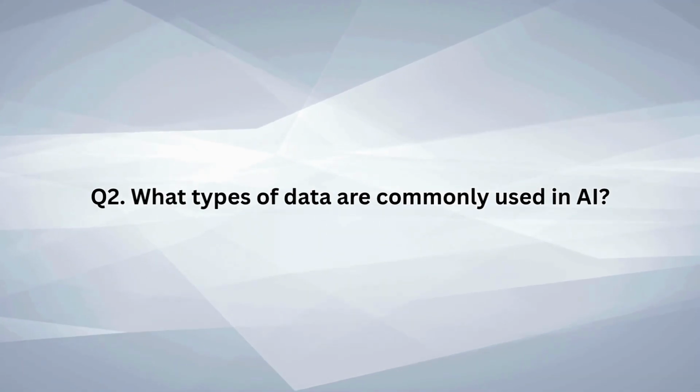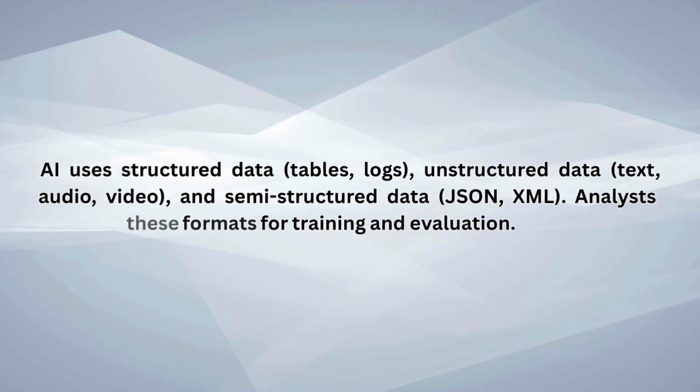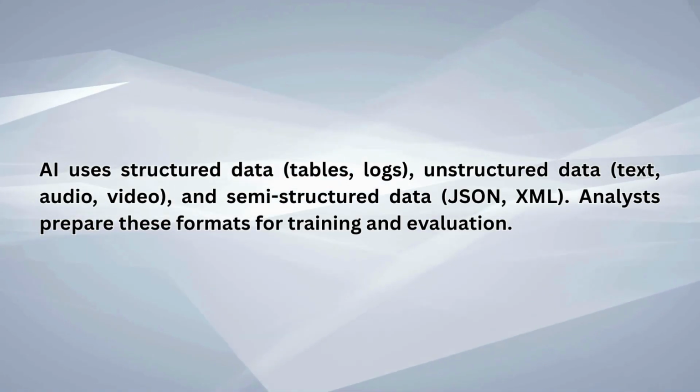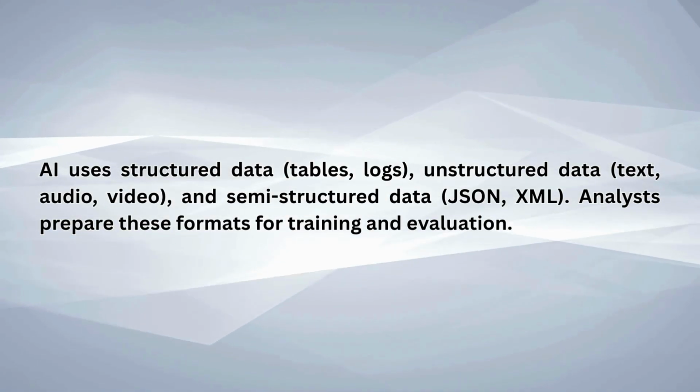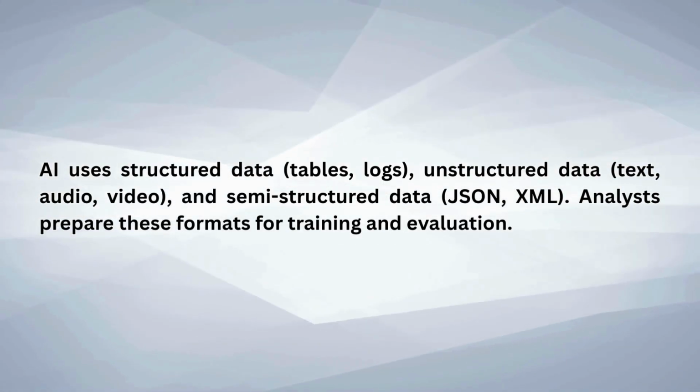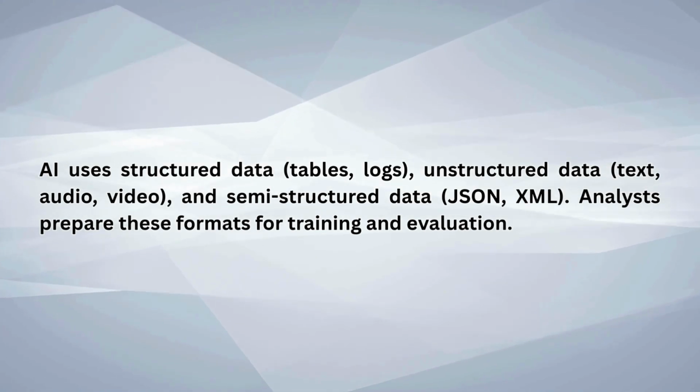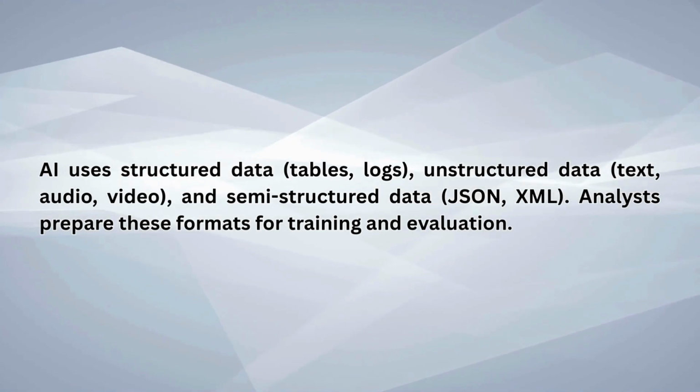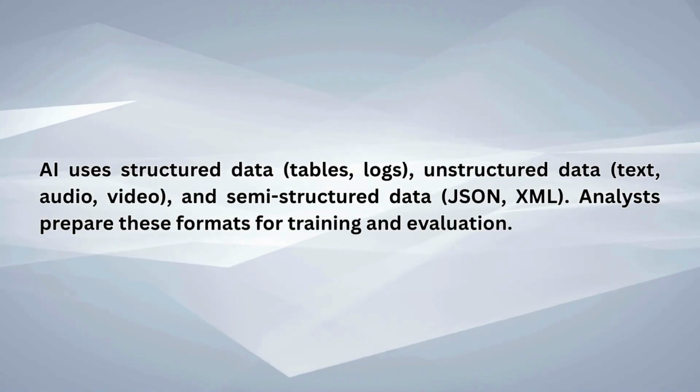What types of data are commonly used in AI? AI uses structured data, tables, logs, unstructured data, text, audio, video, and semi-structured data, JSON, XML. Analysts prepare these formats for training and evaluation.